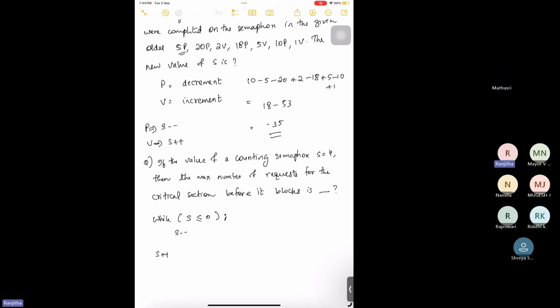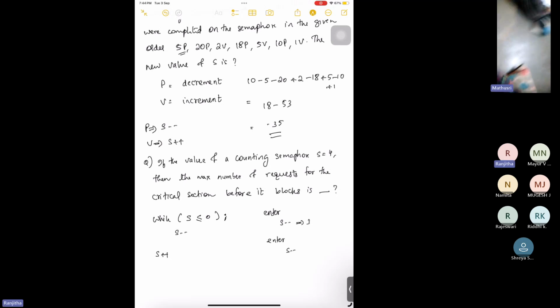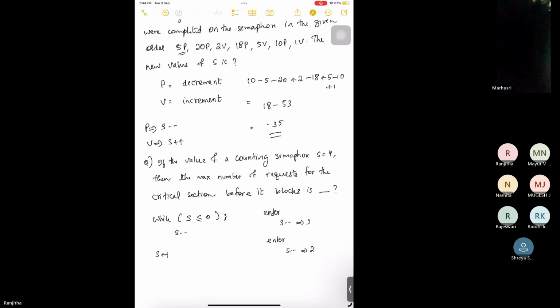Okay, so initially the value was 4. So we will enter once, the value becomes 3. We will enter, so S minus minus will happen. Then again, so this becomes 3, correct? So again, now S is less than or equal to 0, no, correct? So again, one more request will be met. And S will be decremented, which will take it to 2.